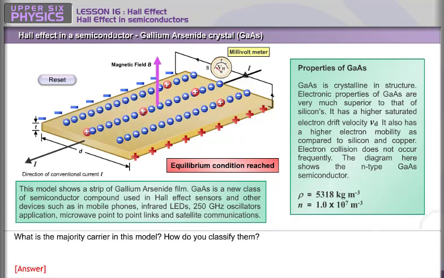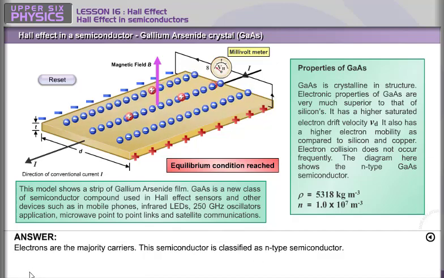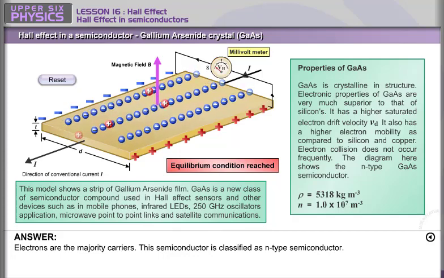What is the majority carrier in this model? How do you classify them? Answer: electrons are the majority carriers. This semiconductor is classified as N-type semiconductor.